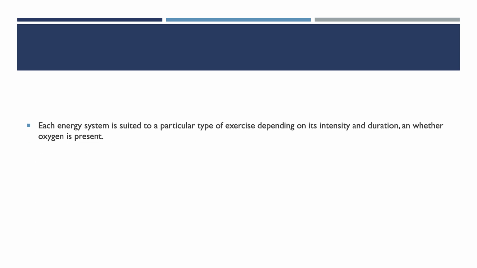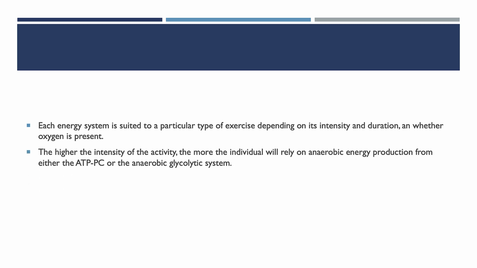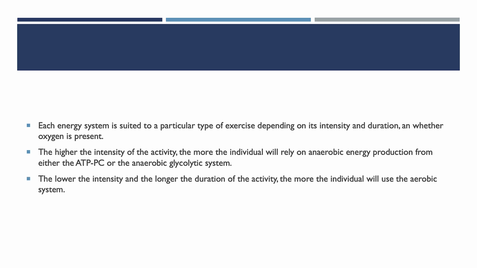Each energy system is suited to a particular type of exercise depending on its intensity and duration and whether oxygen is present. The higher the intensity of the activity, the more the individual will rely on anaerobic energy production from either the ATP-PC or the anaerobic glycolytic system. The lower the intensity and the longer the duration of the activity, the more the individual will use the aerobic system.